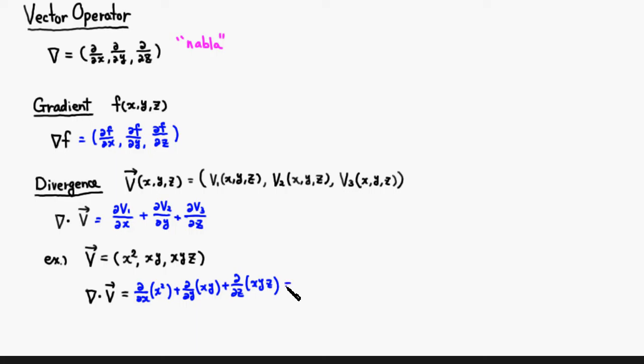So this is going to be, partial of x squared with respect to x is 2x, and partial of xy with respect to y is just x. Partial of xyz with respect to z is xy. So we get 3x plus xy. Right? So this is the divergence of this given function v. Right? That's it. I hope that this was clear.